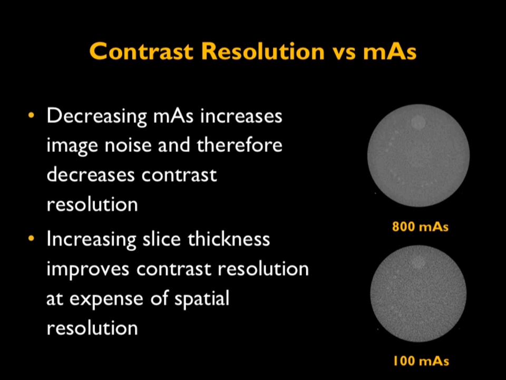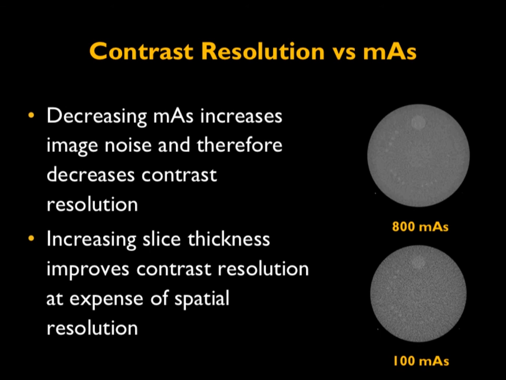One example is the contrast resolution impact with respect to the tube current. By decreasing the tube current, or decreasing mAs, it increases the image noise and therefore decreases the contrast resolution. Shown on the right-hand side are two images obtained at two different mAs, 800 mAs on the top panel and 100 mAs at the bottom panel.